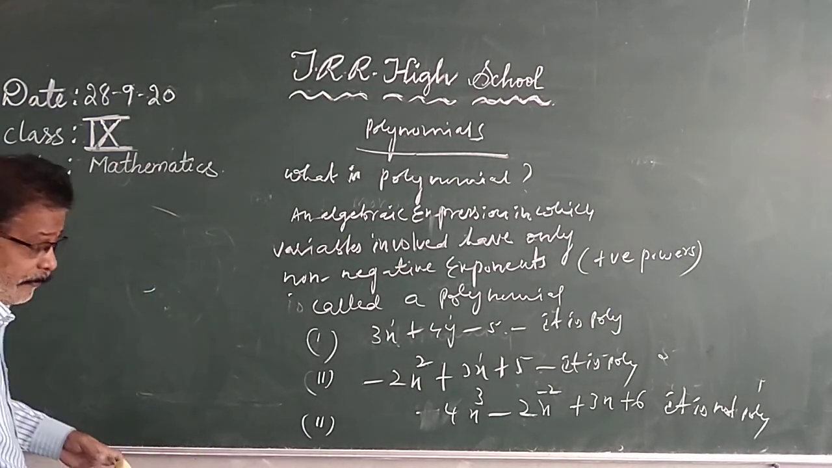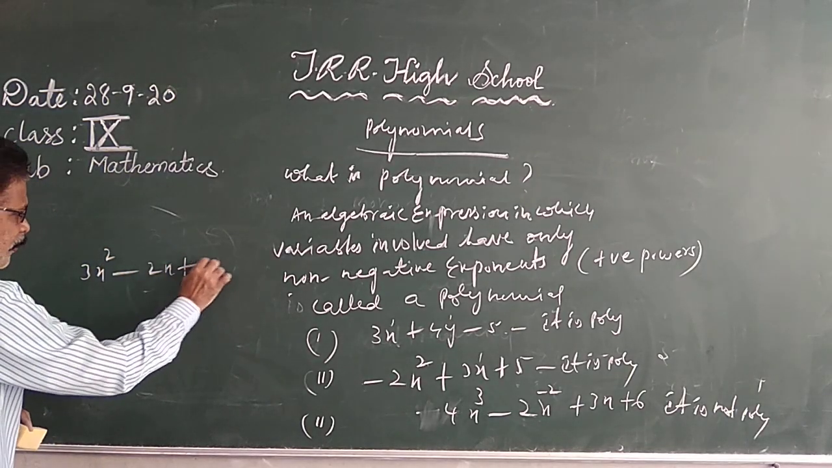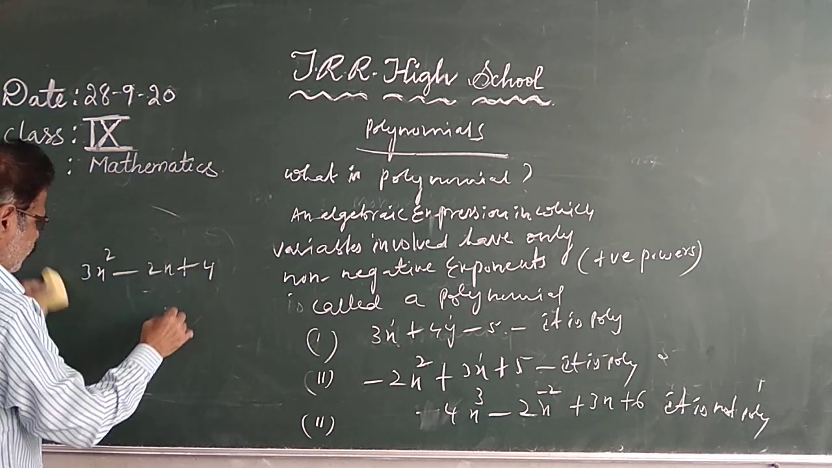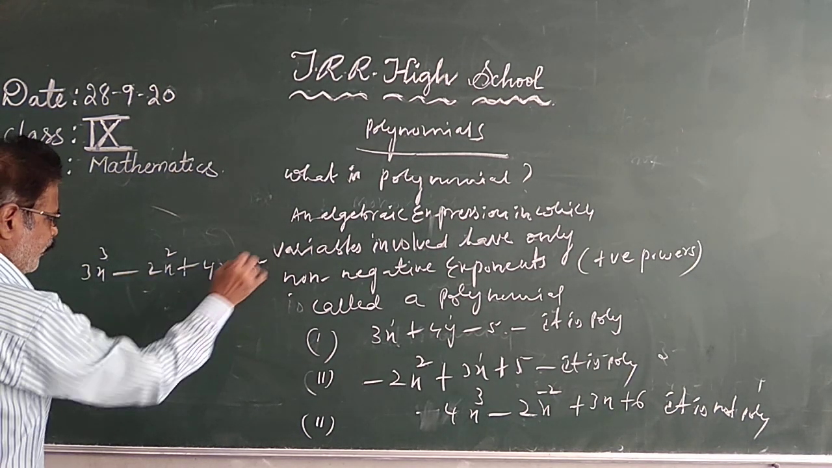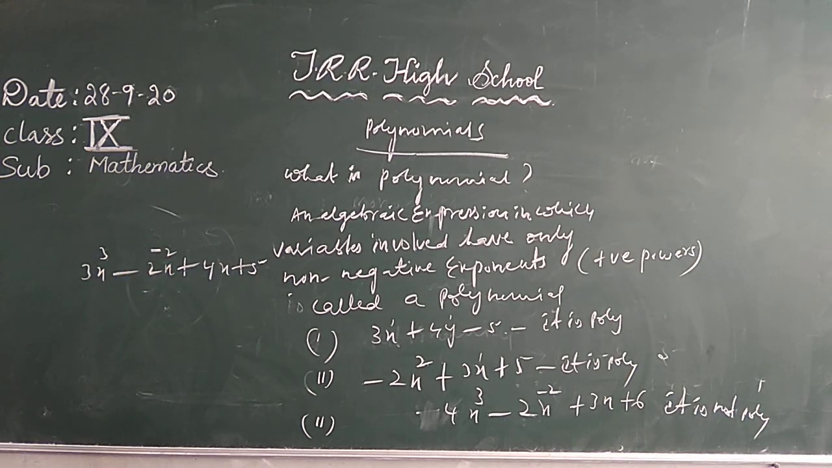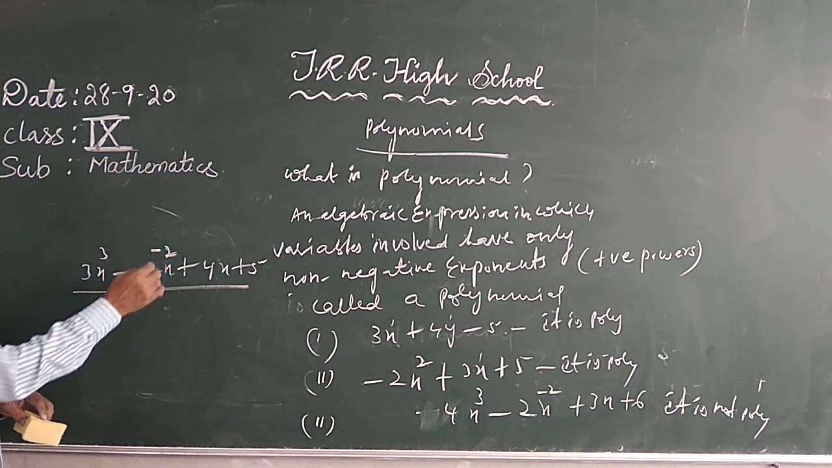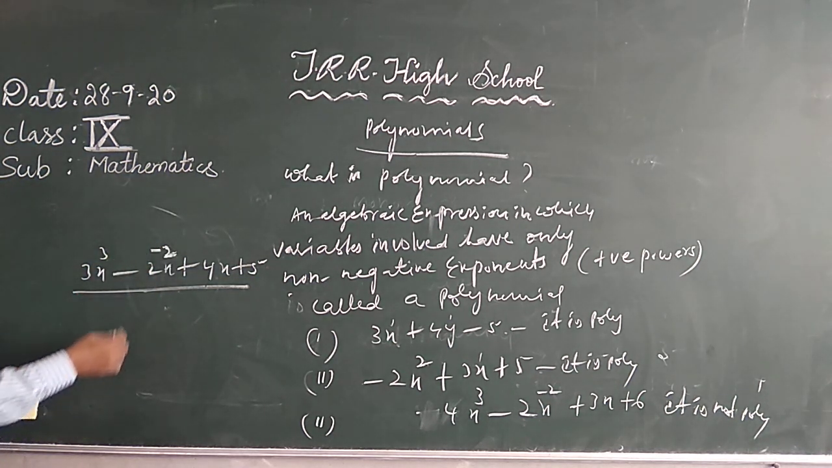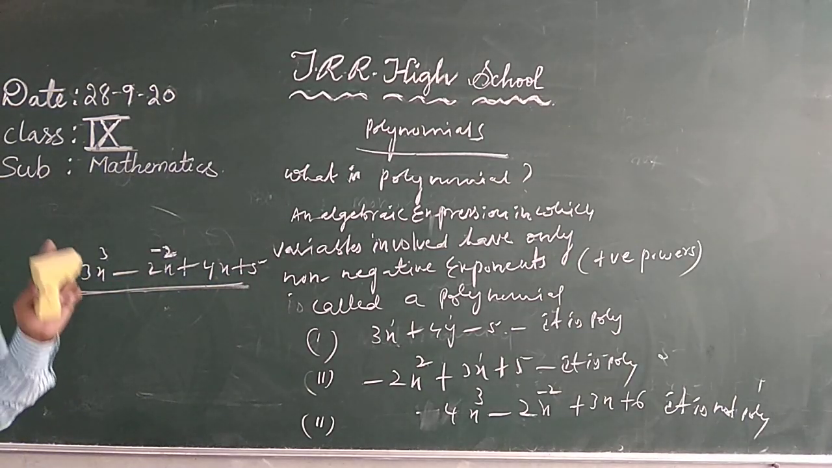So that is why every multinomial is not a polynomial. For example, 3x square minus 2x plus 3x cube, 2x square, that's 4x. So this is a multinomial: 1, 2, 3, 4, more than 3 terms. Is it a polynomial? No. Why? Because it has a negative power, a negative integral power, 2x to the power minus 2. It has negative power, that is why it is not a polynomial. So every multinomial is not a polynomial.